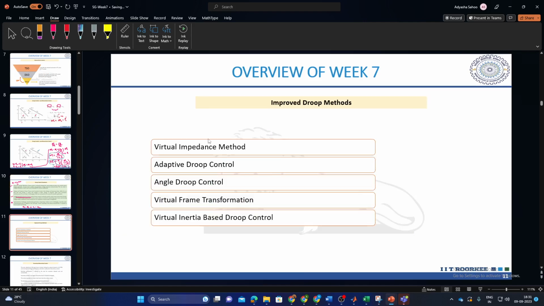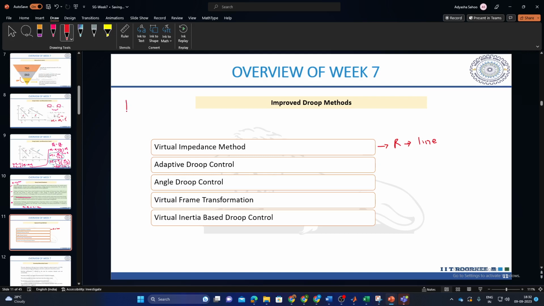So to improve this droop method, we are using some methods here. Firstly, the virtual impedance based method. Here we are additionally adding a fictitious resistance, which will emulate the performance of the line resistance, and then it can help to overcome the inaccuracies due to this. Then there is adaptive droop control.